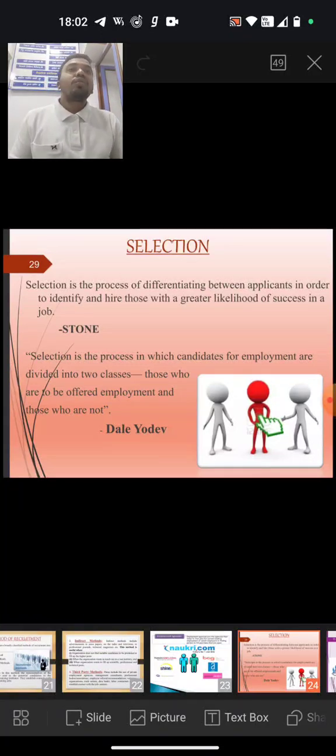Selection is the process of differentiating between applicants in order to identify and hire those with greater likelihood of success in the job. In the selection process, candidates for employment are divided into two classes: those who are offered employment and those who are not.